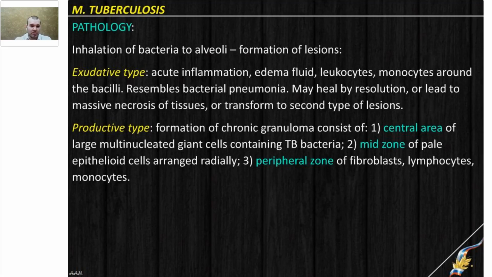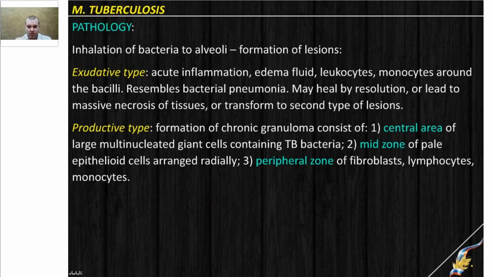Usually, that type of inflammation will heal by resolution if the subject is immunocompetent and no problems with immunity are observed. But in ill people with some immunological disorders or with poor prognosis, that type of inflammation can progress to massive necrosis of tissues and poor outcome. In a third case, the exudative type of inflammation can be switched to the productive type. In the productive type, a unique inclusion, a granuloma, will be formed.